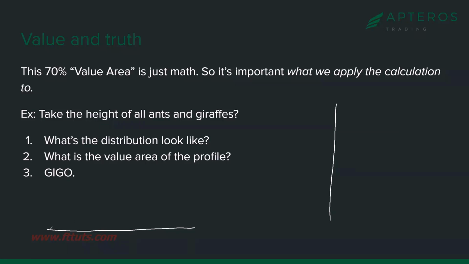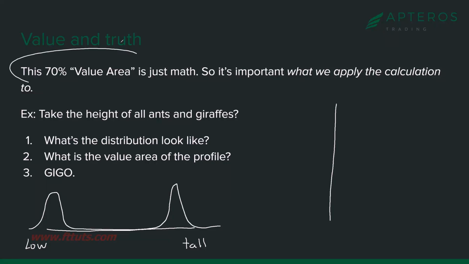So we're going to have a distribution, and this would be low height, and this would be tall height. It doesn't matter what the numbers are. This is going to be 1 centimeter, and this is going to be however tall giraffes are, 20, 30 feet, I don't know. So what's this distribution going to look like? It's going to look like this. That's what it's going to look like.